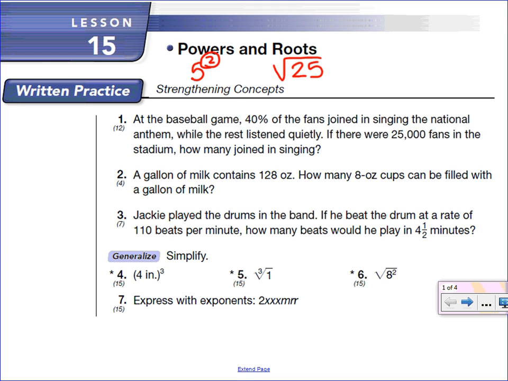Number 1, at the baseball game, 40% of the fans joined in singing the national anthem, while the rest listened quietly. If there were 25,000 fans in the stadium, how many joined in singing? 40% we could write as a fraction, 40 out of 100. When they say 40% of 25,000 fans, we multiply. Remember, percent is the number over 100. That's what percent means.